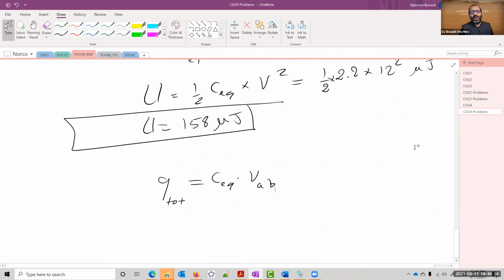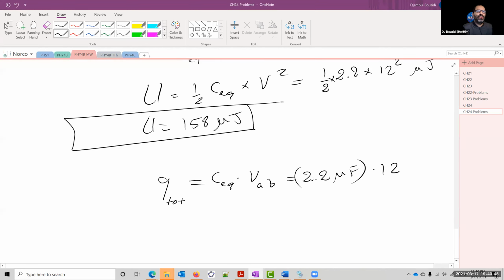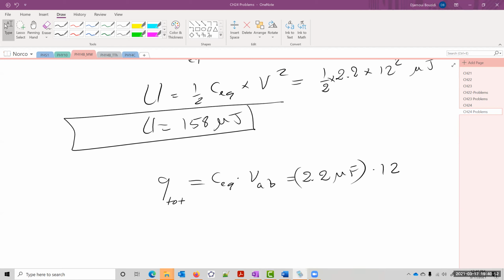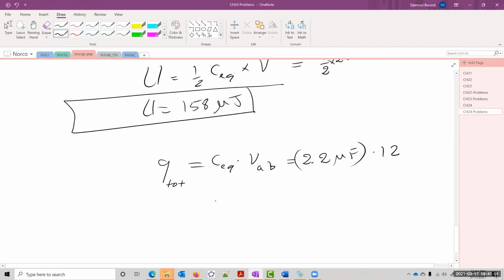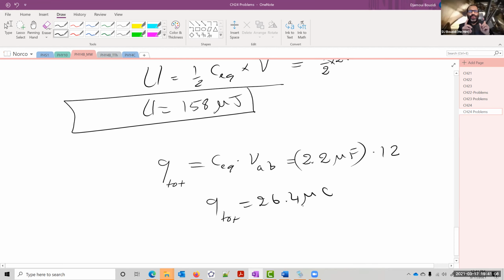So now C equivalent, we found it to be 2.2, if you guys remember. 2.2 microfarads times 12, and 12 times 2.2 is what? 24 plus 2.4. So it's going to be 26.4. 12 times 2.2. Yeah, 26.4 microcoulomb. Notice the micro in here.